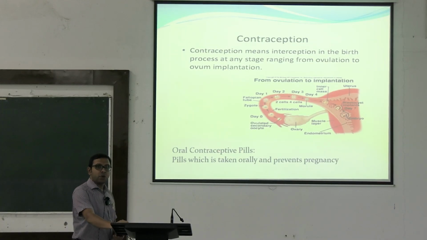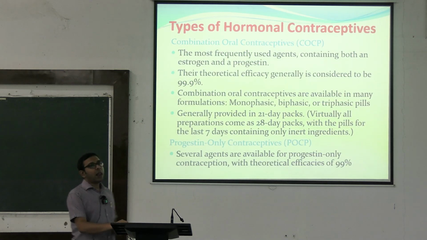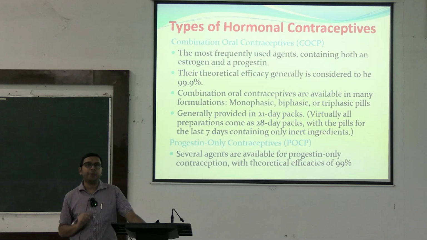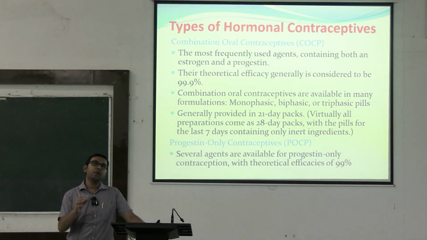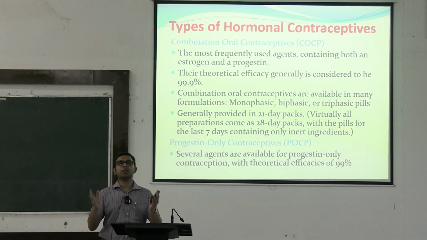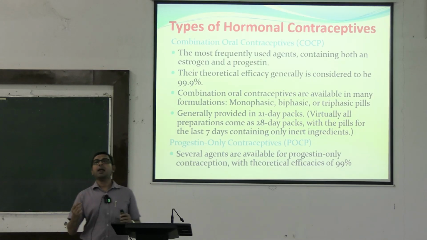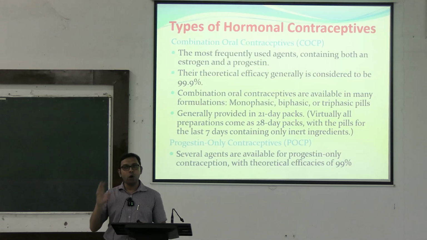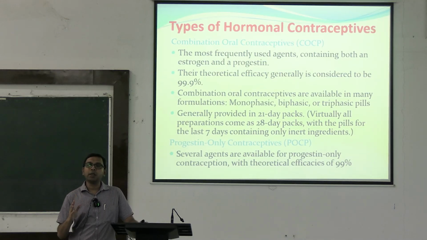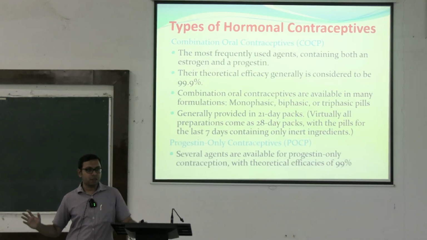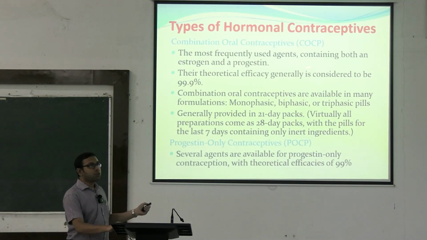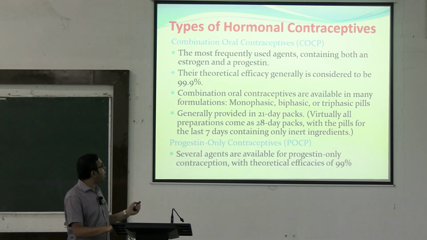Usually we will discuss today about the oral contraceptive pills which are taken orally and ultimately prevent pregnancy. So oral contraceptive pills are usually of two types. One is, already we have seen, the combined oral contraceptive pills. Already we have discussed, combined means combination of estrogen and progesterone. And another is the progesterone only pills, POPs. Of these, the combined oral contraceptive pills are very much more effective in comparison to the progesterone only pills. Okay. So this is the most frequently used agent containing estrogen and progesterone.